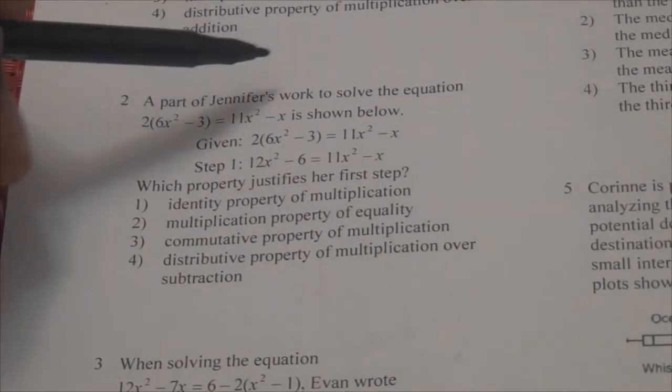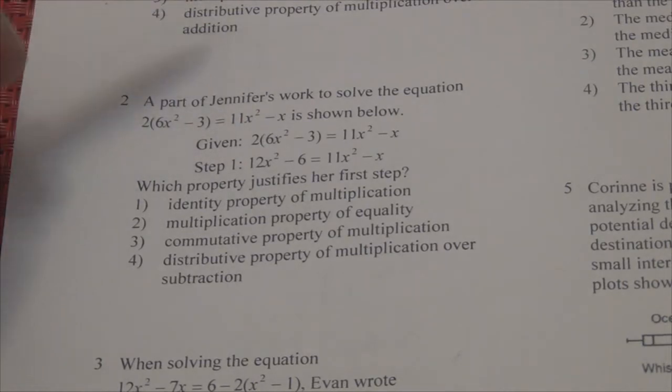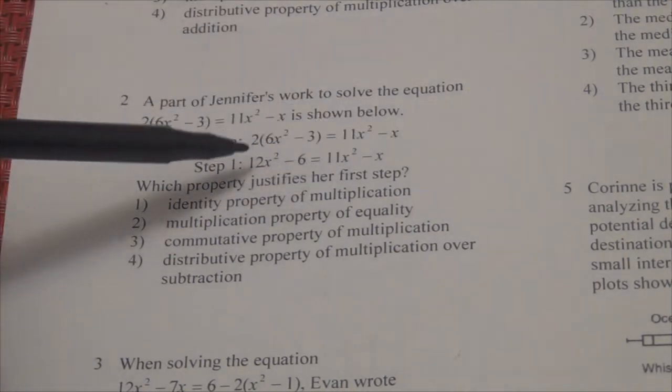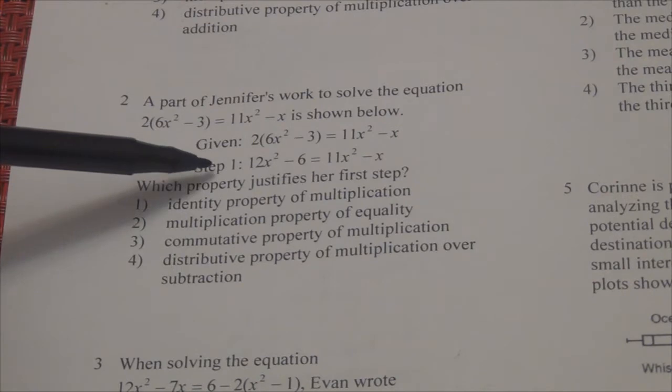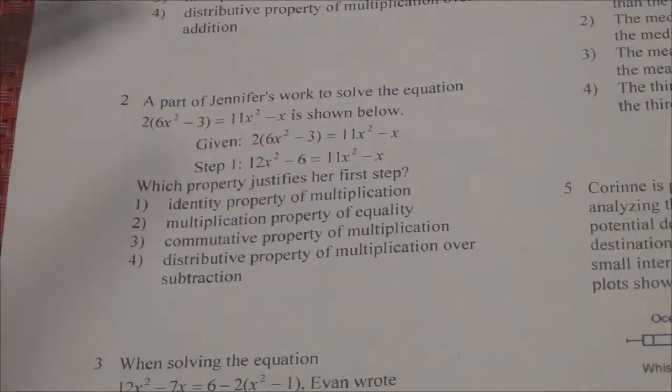As part of Jennifer's work to solve the equation, again, we're dealing with a little bit of equations. We're not really solving equations. It says that she had this equation, once again the same equation. Given this, she got 12x squared minus 6 equals 11x squared minus x. What do you think happened here? Well, let's look at the choices.